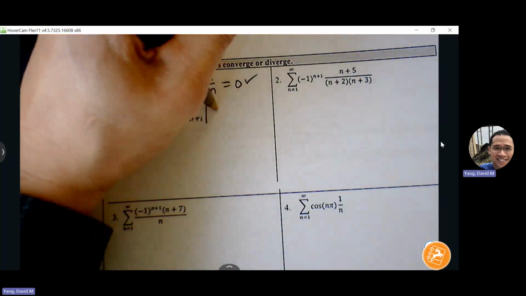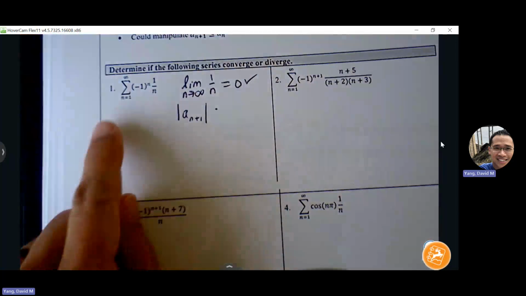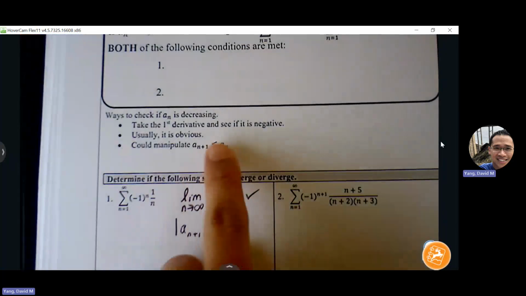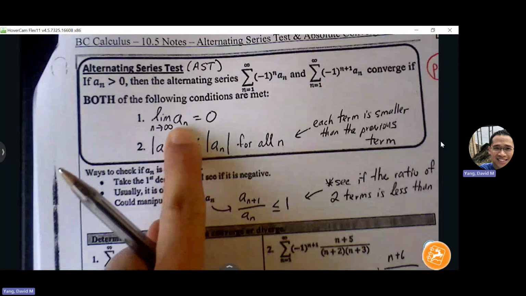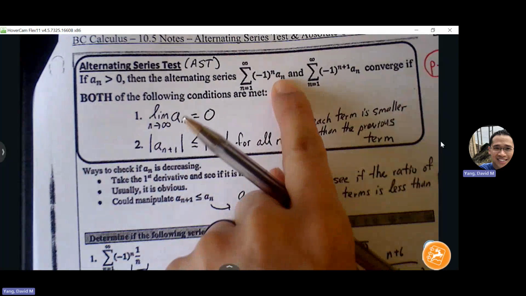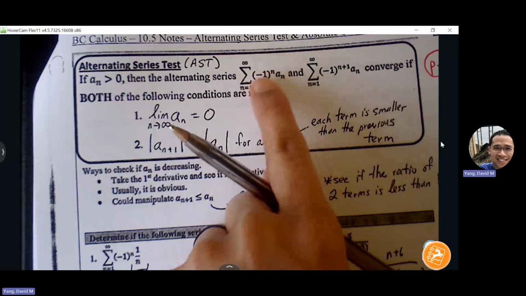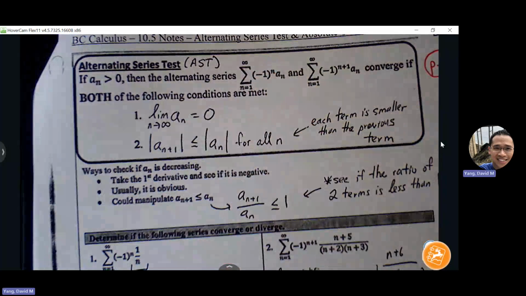For the limit, you don't include the -1 to the n, or does it? Yeah, good question. The limit doesn't include the -1. It is just a rule of sequence, removing the alternating component. So basically, when you find the limit, remove the alternator and just focus on the a sub n.